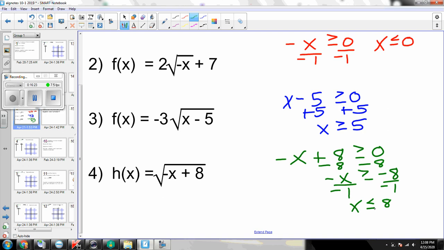x can be any number less than or equal to 8. So if I put 8 in here, this would be negative 8 plus 8. I'd get 0. Yes, I can take the square root of 0. If I put in 7, 7 is less than 8, I would get negative 7 plus 8, which would give me 1. I could take the square root of 1 and get 1. But if I chose a number higher than 8, like 9, I'd have a negative 9 plus 8, which would give me a negative 1. I cannot take the square root of a negative 1. So that's why the domain, or x, has to be less than or equal to 8.